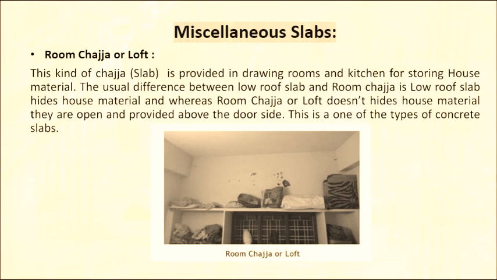Miscellaneous slabs. Room chajja or loft. This kind of chajja slab is provided in drawing rooms and kitchens for storing household material. The usual difference between a loft roof slab and a room chajja is that a loft roof slab hides household material, whereas a room chajja or loft doesn't hide household material; they are open and provided above the door side. This is one of the types of concrete slabs.